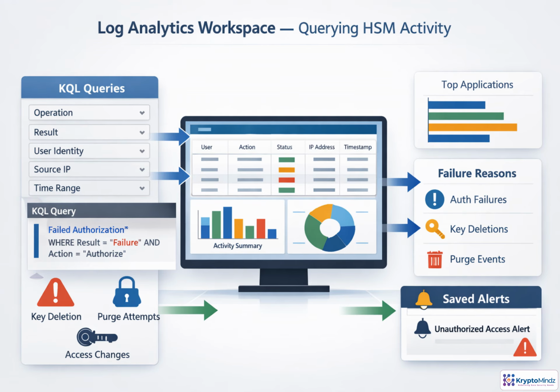KQL is your microscope for HSM activity. You can filter by time range, operation, result, identity, and source IP, then narrow to risky events like failed authorization, key deletions, or purge attempts. From there, summarize by user, app, or key name to see who's doing what and where failures cluster. Once a query is useful, save it and reuse it for dashboards, workbooks, and alerts, so investigations start already filtered and focused.